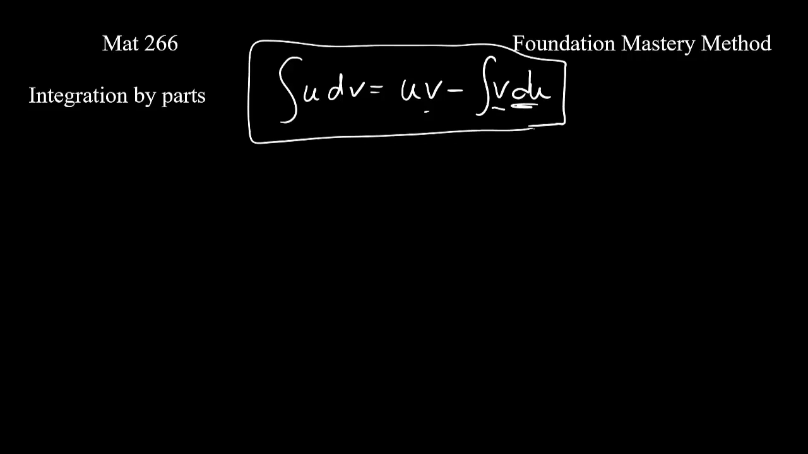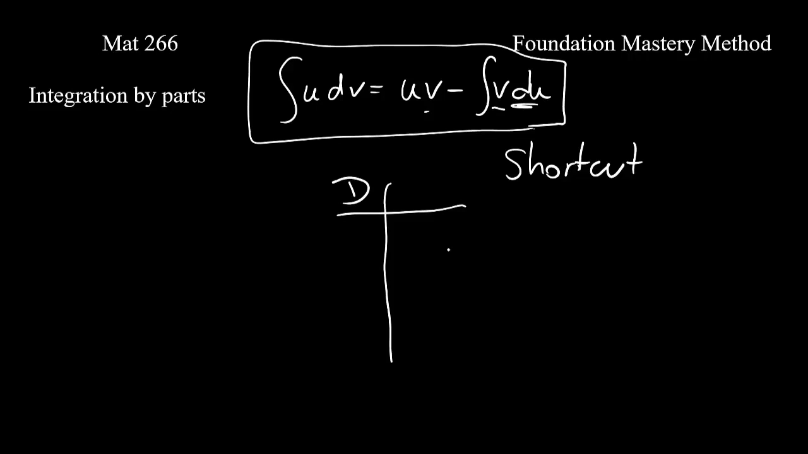Doing that last problem was a lot of work, and there's actually a shortcut that we can do and get the same results more quickly. What we're going to do is set up a table, and in the left-hand column, we're going to put the u function, or the function that we're taking the derivative of, and in the right-hand column, we're going to put the dv, or the function that we're going to be integrating. So in this example, we would have x here and e to the 5x there. Those were our u and dv in the previous example.